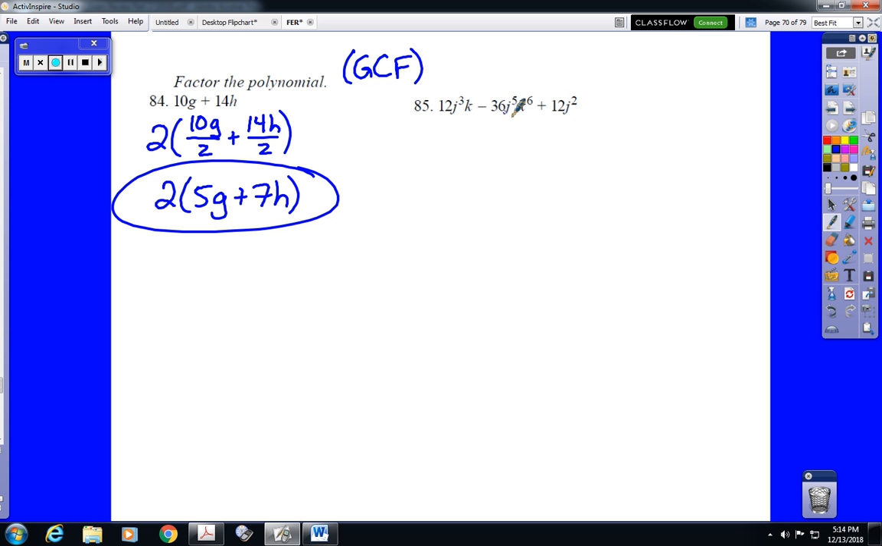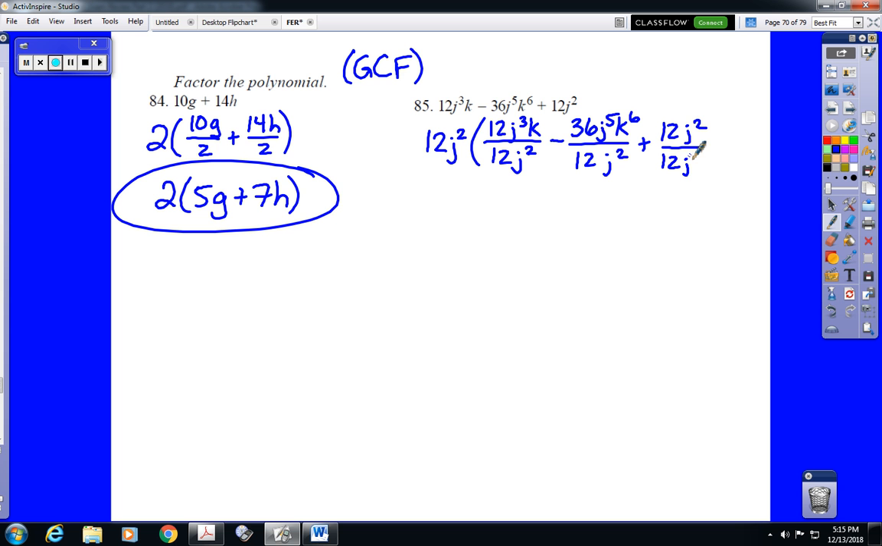All three terms have at least j squared. We can't do anything with k because this term doesn't have a k. So we're going to take out a 12j squared, which again means that we are dividing each term by 12j squared. So that would be 12j cubed k over 12j squared minus 36j to the 5th k to the 6th over 12j squared plus 12j squared over 12j squared, which makes this an excellent example for review because if we're not careful, we're going to screw this up.